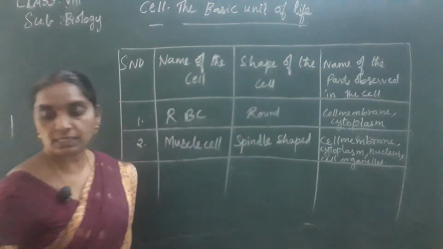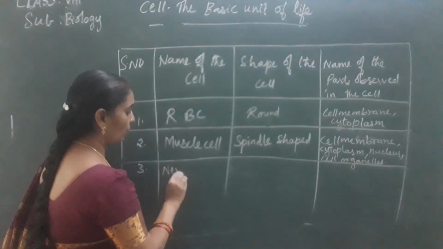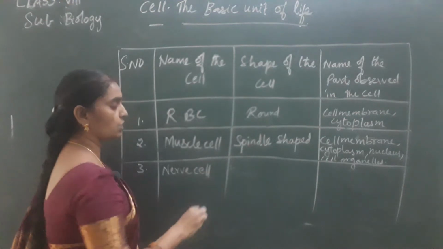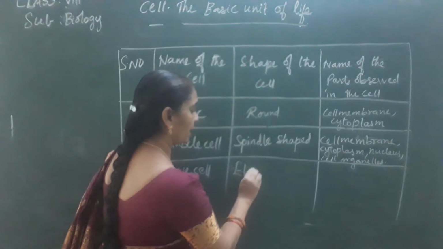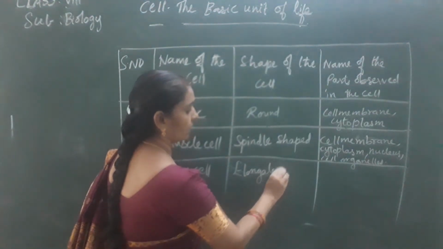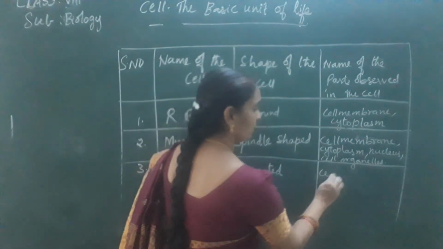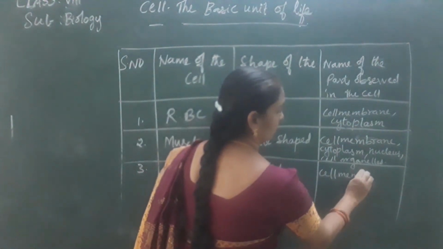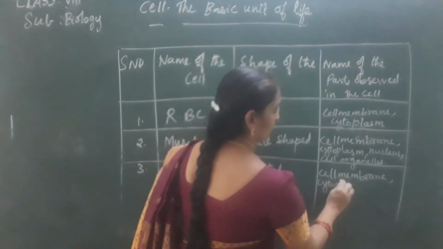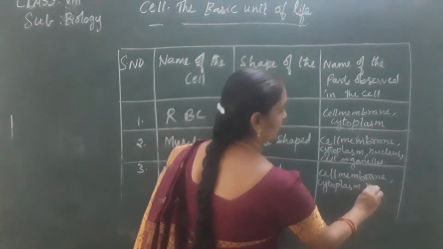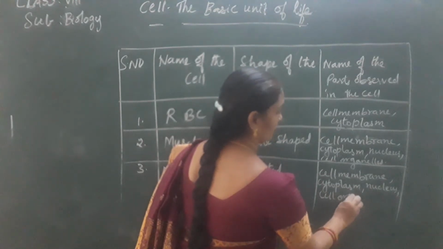Okay, next coming to the nerve cell. Nerve cell, you know very well, the cell body is star shaped and it is elongated in structure. Okay, what does it contain? The cell body contains the cell membrane, cytoplasm, nucleus in the center, and cell organelles are also present inside the nerve cell.